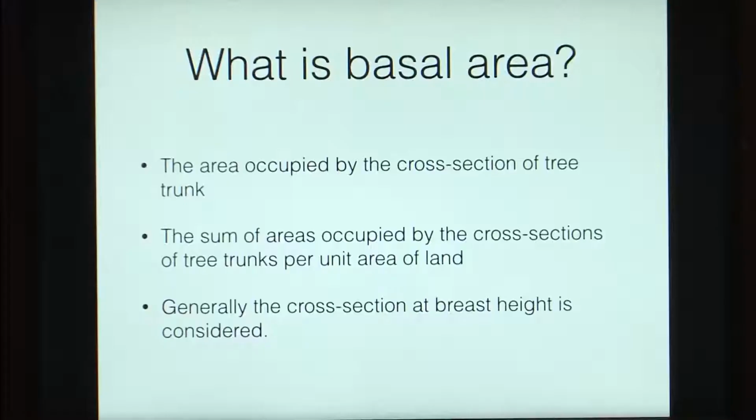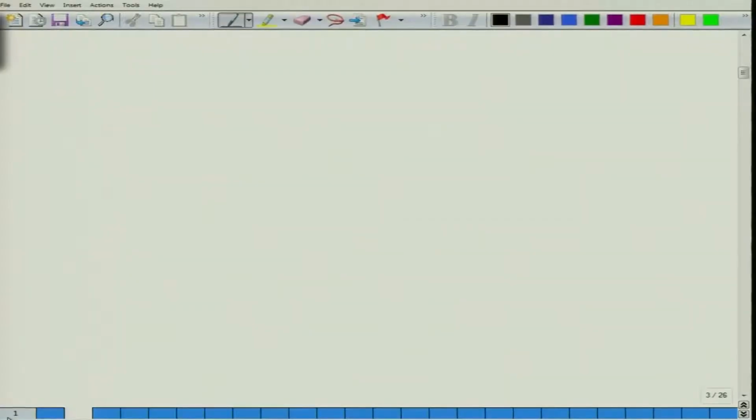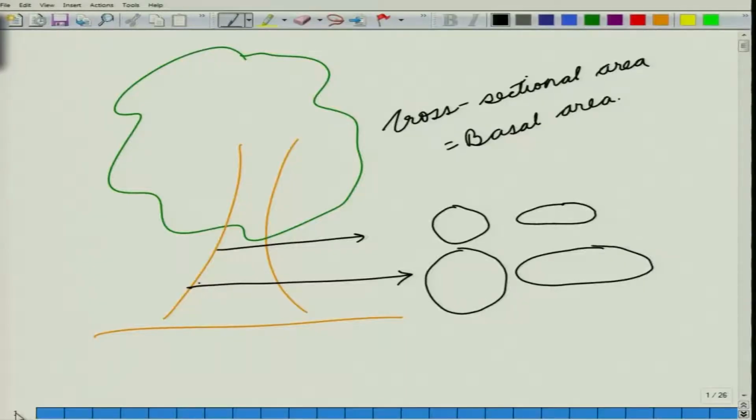Now coming back to the slides. Generally the cross section at breast height is considered. So essentially, if we go back to the tablet, here we could take the basal area at any location, 1, 2 or some other location, 3, 4 or so on. But generally the basal area at the breast height is taken to be the standard basal area.